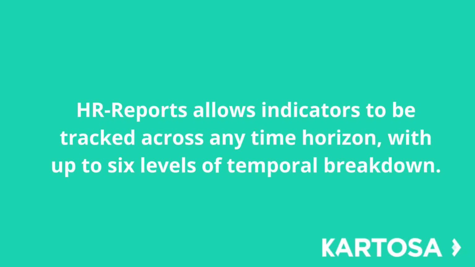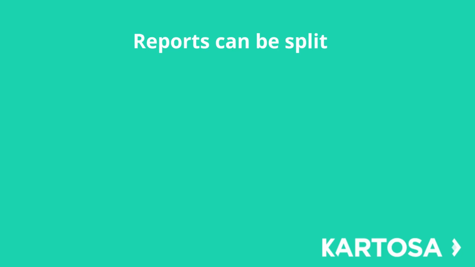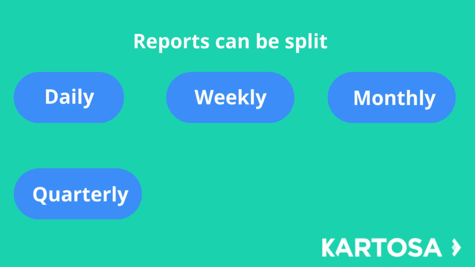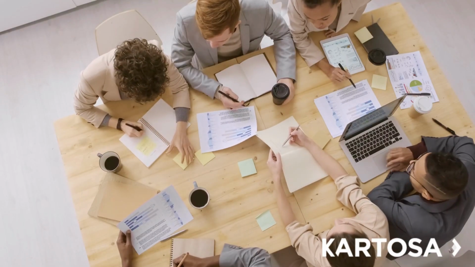HR Reports allows indicators to be tracked across any time horizon, with up to 6 levels of temporal breakdown. Reports can be split daily, weekly, monthly, quarterly, semi-annually, or annually, depending on the analysis needed.